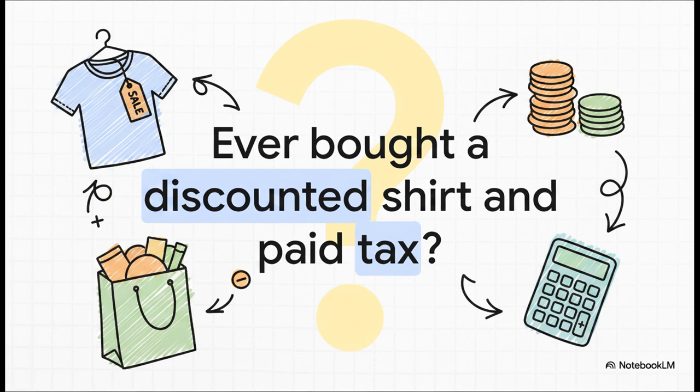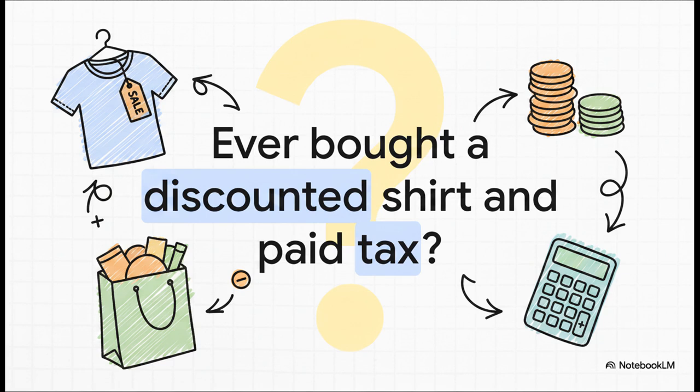Imagine you're standing in a store holding a $20 shirt that's on sale for 15% off. Your brain immediately gets to work, right? First, you calculate that discount. 15% off $20 means the shirt really costs $17. But you're not done. You then have to calculate the final cost after an 8% sales tax. So you take that $17, apply the tax, and figure out your total out-of-pocket cost is $18.36.